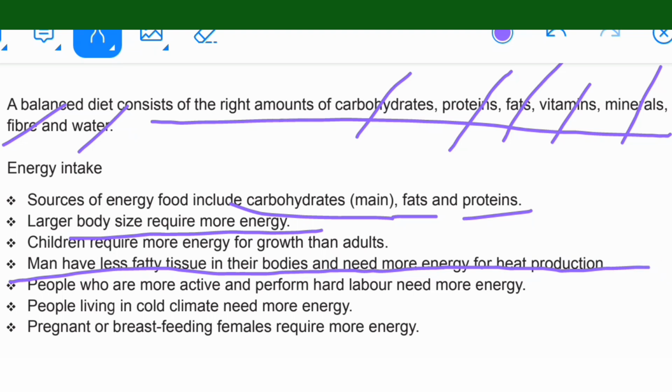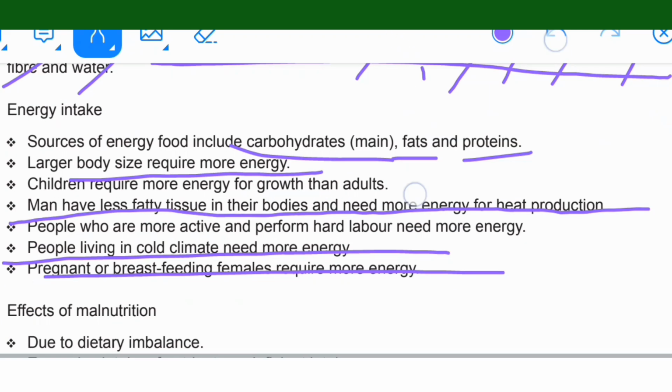You cannot compare the fat in man to the fats in animals like a seal or a whale. A seal or a whale, the fat in them will contain lots of energy, unlike that in man. People who are more active and perform hard labor need more energy. You want to do a very hard task, then you need a lot of energy. You need to eat either carbohydrates, fats, or proteins. Okay, people living in cold climates also need more energy. Pregnant or breastfeeding mothers also require more energy.